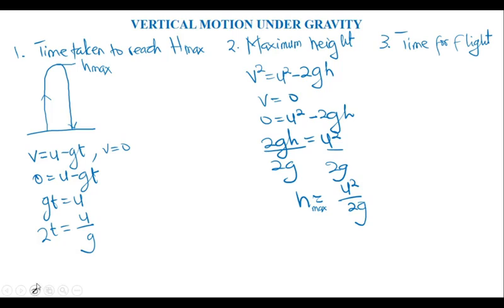Let me do that properly. Our time of flight will be twice this time over here, which means we will have 2u over g. So the time of flight is just twice the time taken to reach the maximum height, which is U over G, and this is equal to 2u over G.